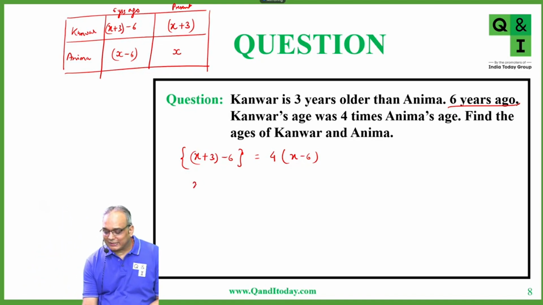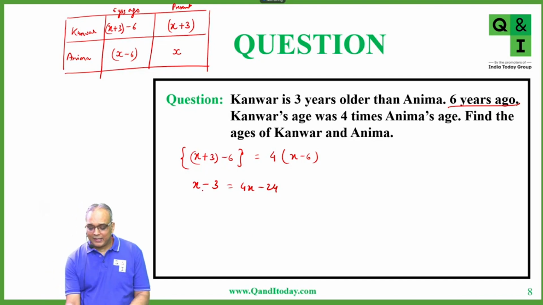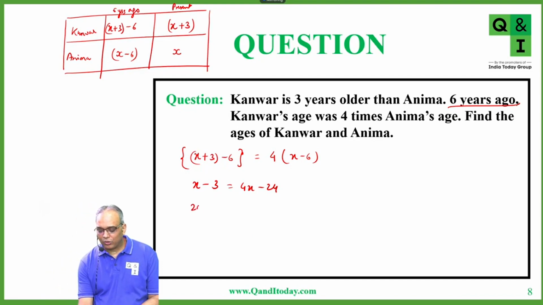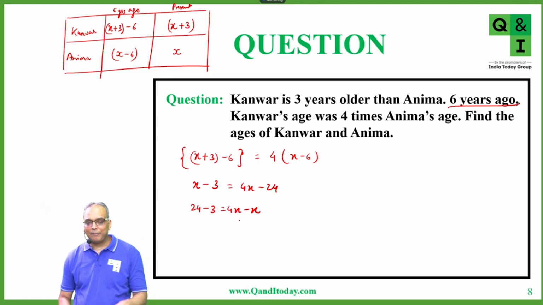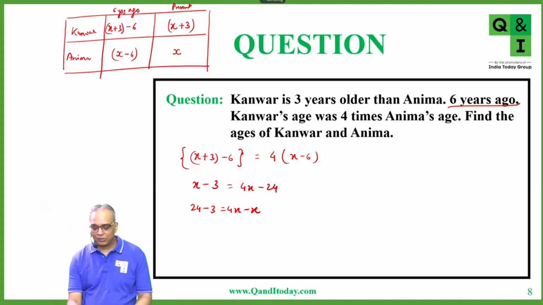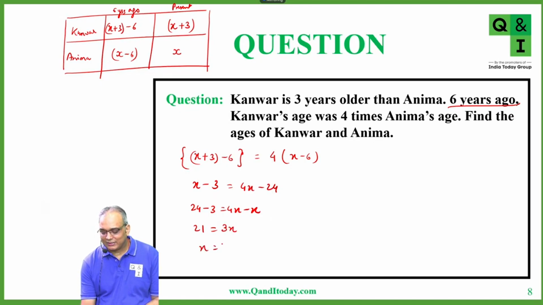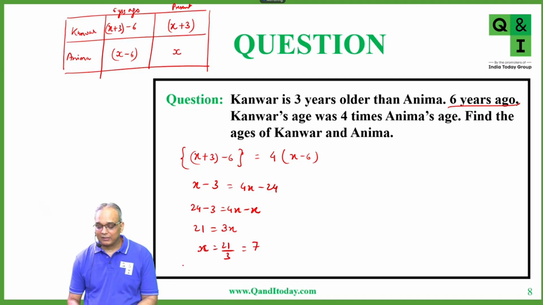So when you solve this, we have X minus of 3 plus 3 minus 6 is minus 3, is 4X minus 24. I have multiplied 4 with both X and minus 6. Take X on the other side and 24 on the left side. So 24 minus 3 will become 4X minus X, plus X on the other side will become minus X, minus 24 on the other side will become plus 24. So this is 21 is equal to 3X. So X is equal to 21 over 3, which is equal to 7.